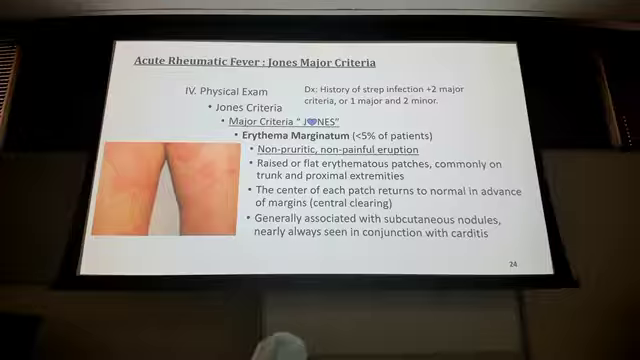So it looks like a tinea infection, but it doesn't have the typical itchy symptom with it. So be suspicious, especially in a younger patient, if you see this rash, for acute rheumatic fever.